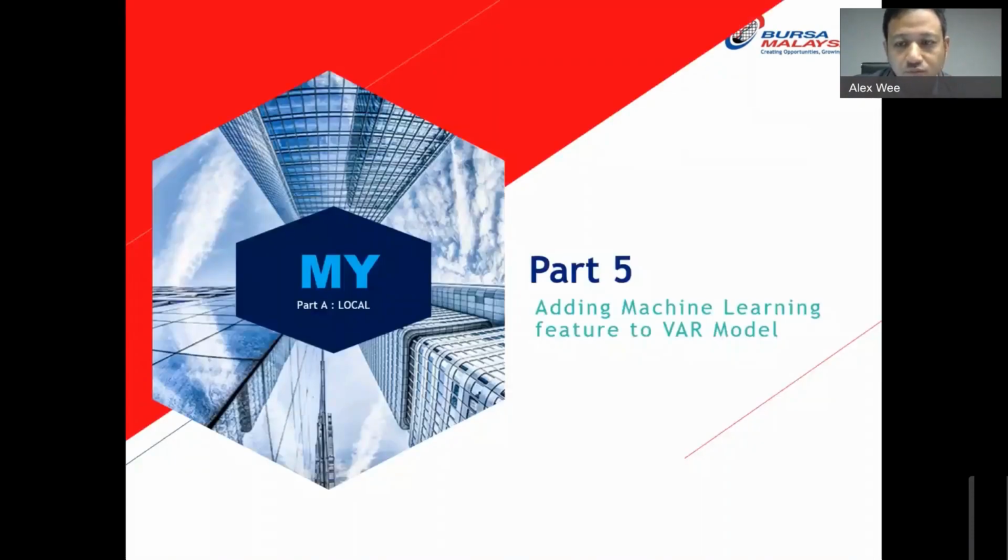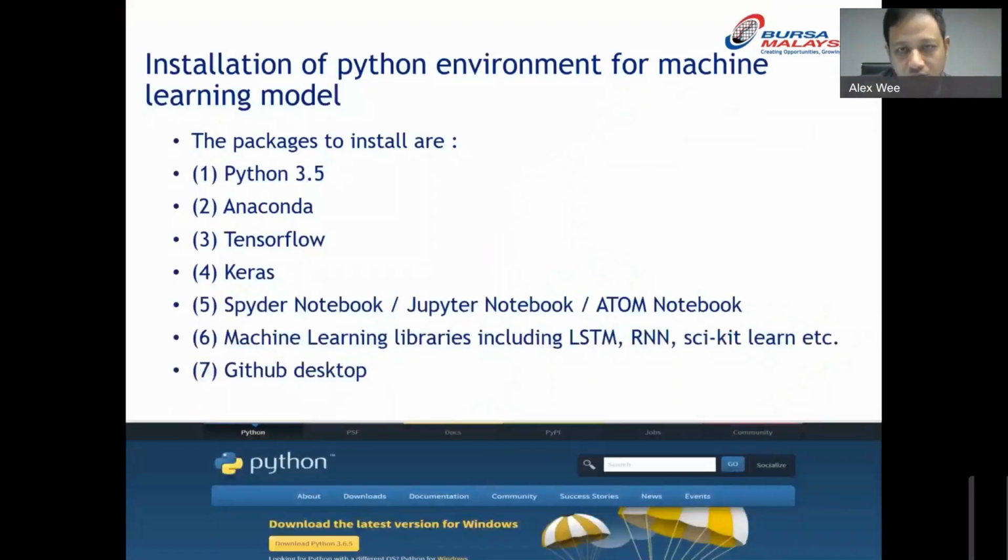That's why I was talking about adding a machine learning feature to a VAR model, to an intermarket model, and enhancing it with machine learning. How do you enhance it with machine learning? This is what I shared earlier. You can install Anaconda, and it comes with TensorFlow, Keras, Python, Spyder, Jupyter, Atom, and also machine learning libraries like RNN, LSTM, scikit-learn, all this.